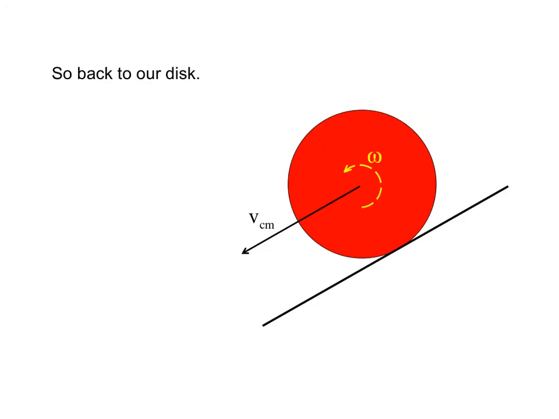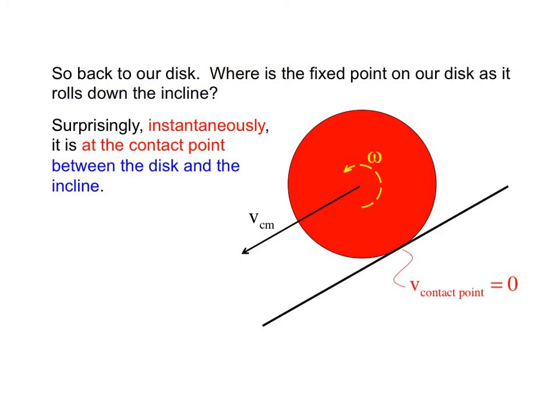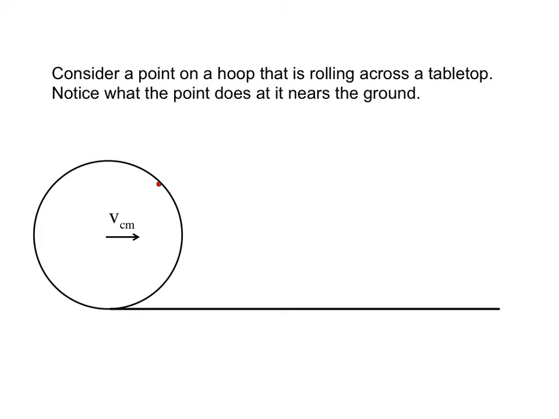So if we go back to our disk, if we want to relate v center of mass and omega about the center of mass, where is the fixed point? As tough as it may be to believe, the fixed point is at the point of contact between the disk and the surface that it's rolling on. And if you're any kind of physics student at all, you're going to want justification for that. So here I have a hoop that's going to be rolling to the right, and there's a dot on the hoop that we're going to track.